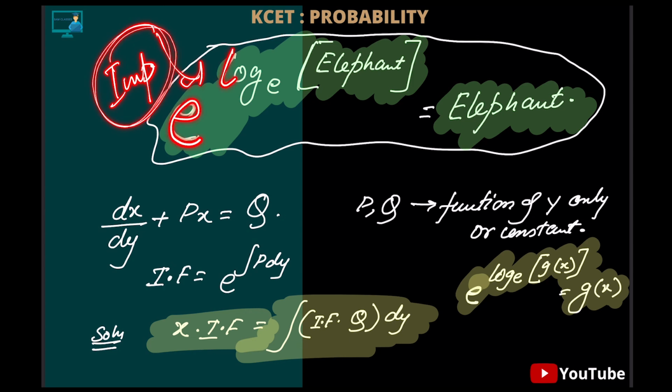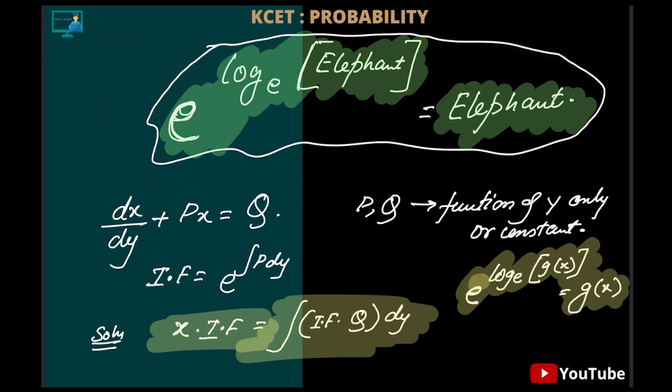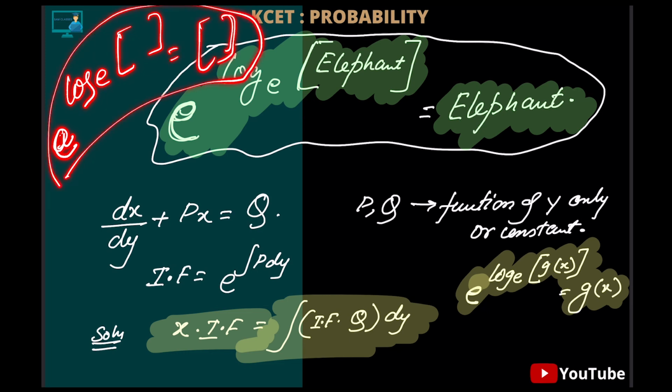e to the power log of base e, elephant also equals elephant. I have taken elephant so that you can remember this for a long time. Whatever is here, if it is x, or f of x, then f of x will come. You can't say the e and log get cancelled, but just remember it like this. e to the power log of whatever it is, the base will be that only. If you can remember this much, it is a very important formula.